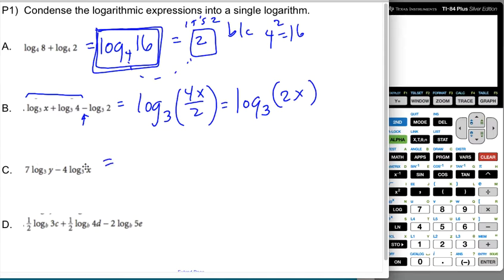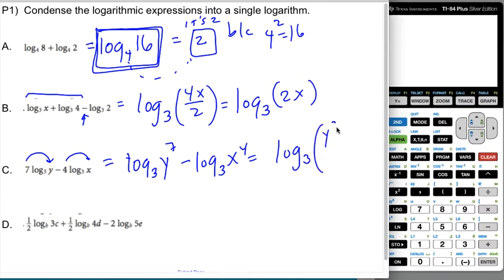All right. This is going to be a 7 that comes up and a 4 that comes up. So I'm going to get that this is the log base 3 of y to the 7th minus the log base 3 of x to the 4th. So when I put it together as division, I get the log base 3 of y to the 7th over x to the 4th.